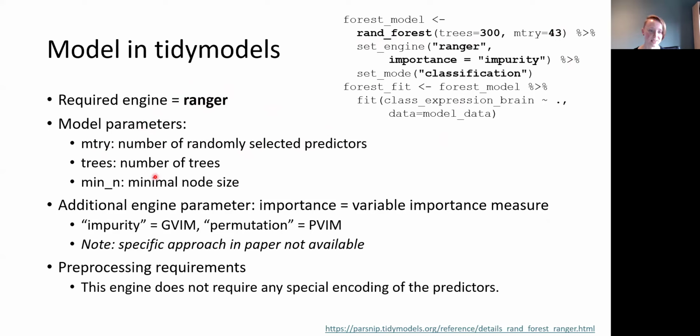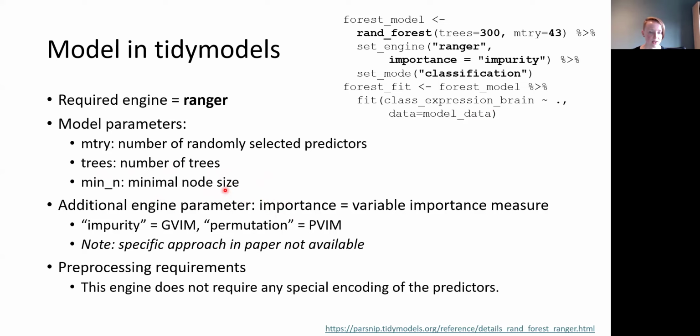We also have trees, which is the number of trees. In the paper, they used 300. And we also have min_n, which is the minimum node size. This comes back to the pruning of our individual trees so they don't get too specific at the end. They didn't mention what this was in the paper, so I've left it as the default in tidymodels.